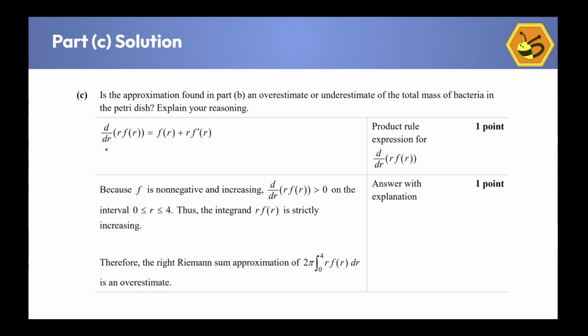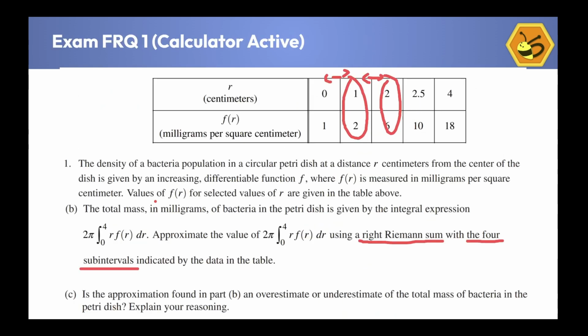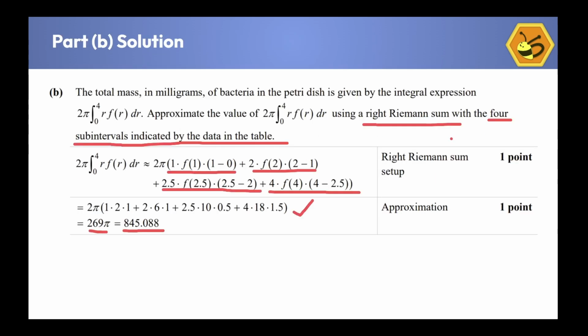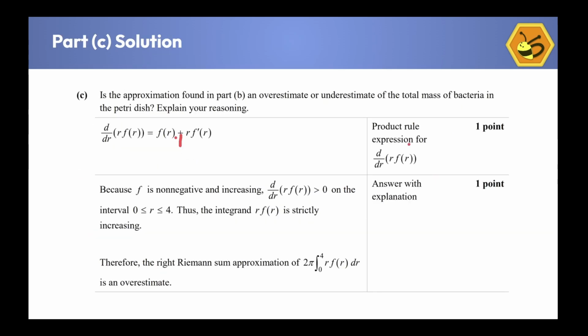Part C, we need to use the product rule, first of all. So we have F(R) plus R times the derivative of F(R). There should be a times 1 here, but it is not written because we usually don't write times 1. This is because the derivative of R with respect to itself is 1. You see from the table that the function is strictly increasing. So it goes from 1, 2, 6, 10, and 18. So it is non-negative and increasing. This means that our derivative is bigger than 0. So this means that the integrand is strictly increasing.